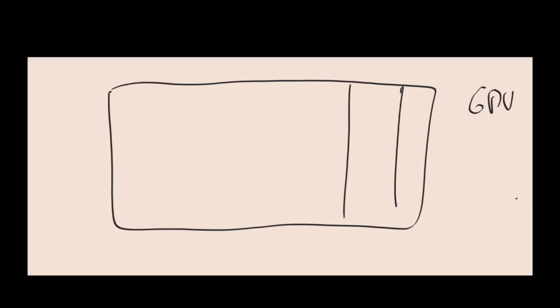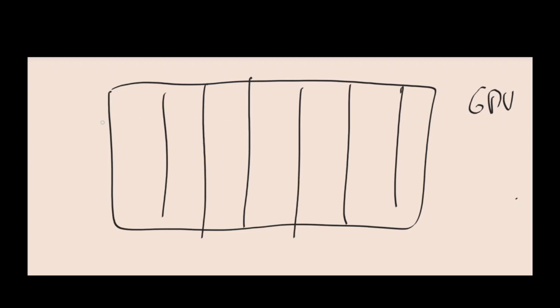I found that GPUs were originally made to display pixels on your screen, and if you take your screen to be something like this, each pixel here has a specific value which represents the color that they have. It's usually a combination of red, green, or blue.